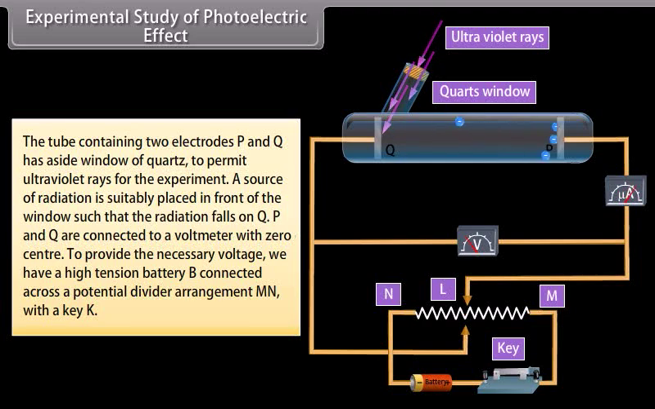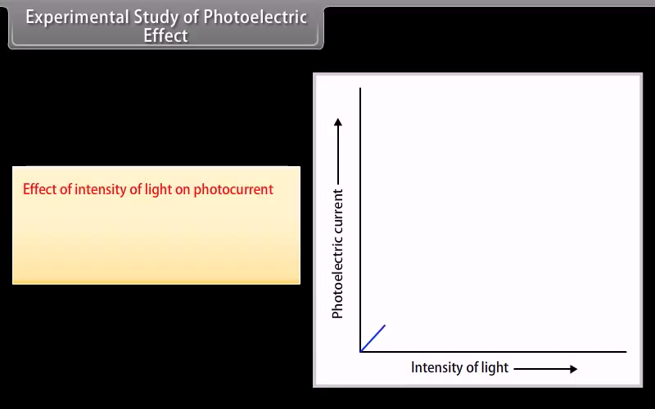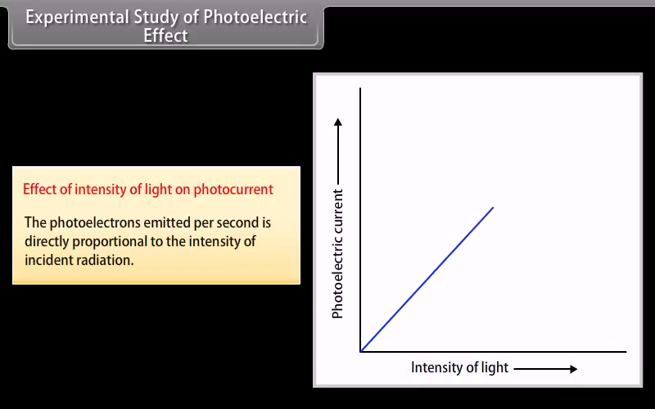Effect of intensity of light on photocurrent. The number of photoelectrons emitted per second is directly proportional to the intensity of incident radiation.